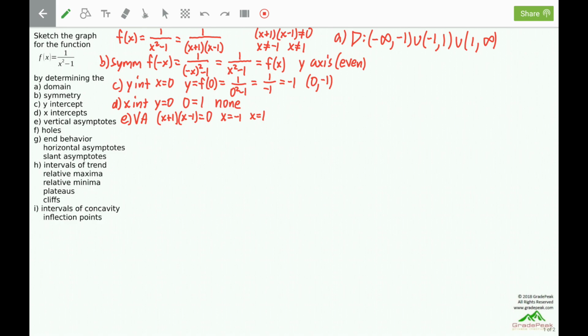We can determine the behavior around each of the vertical asymptotes. Starting with the x equals negative 1 vertical asymptote, we can look on the left side by taking the limit as x approaches negative 1 from the left side of the original function. It's best to write it in its factored version: 1 over x plus 1 times x minus 1.